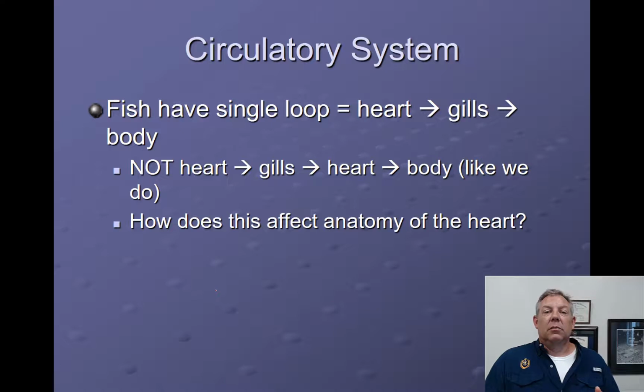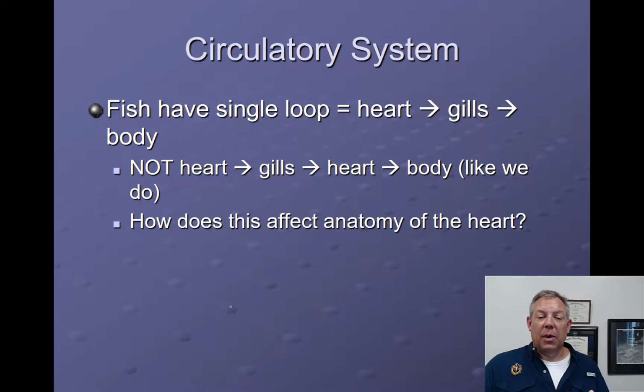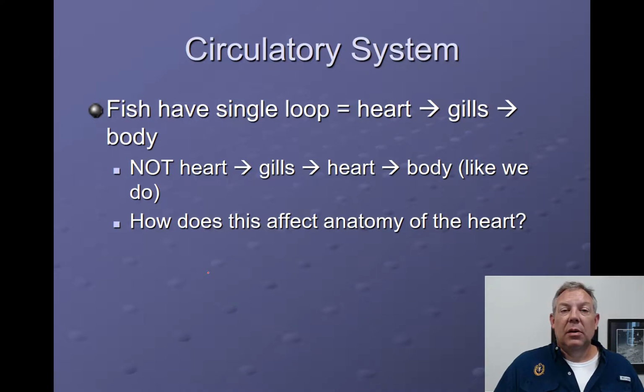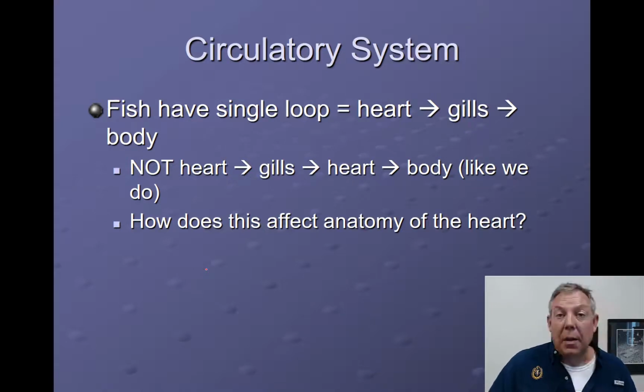Whereas in humans and other mammals, you have the double loop, where the blood goes from the heart to the lungs, back to the heart, and then to the rest of the body. It doesn't happen that way in fish. Consequently, the blood pressure is a lot lower in fish. The reason that blood comes from our lungs back to the heart is so that it can get another boost of pressure because we're a lot bigger.